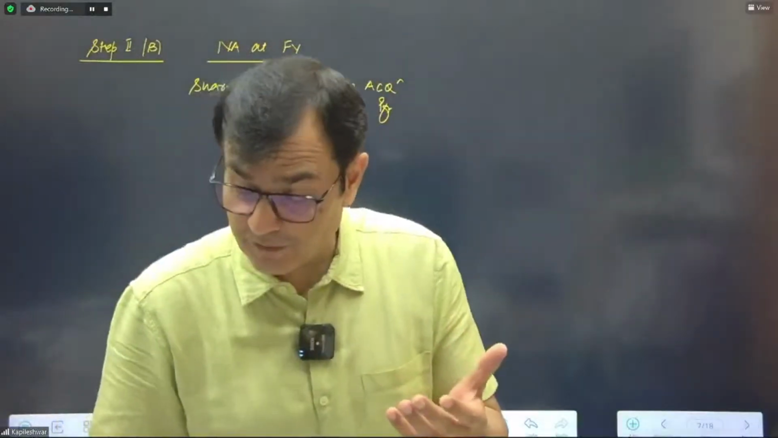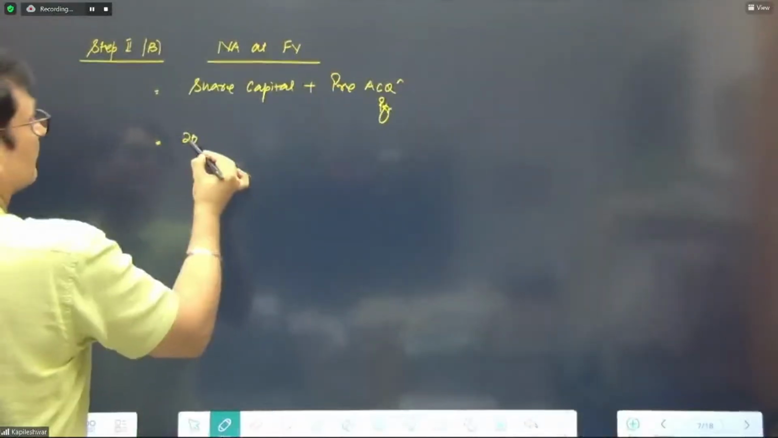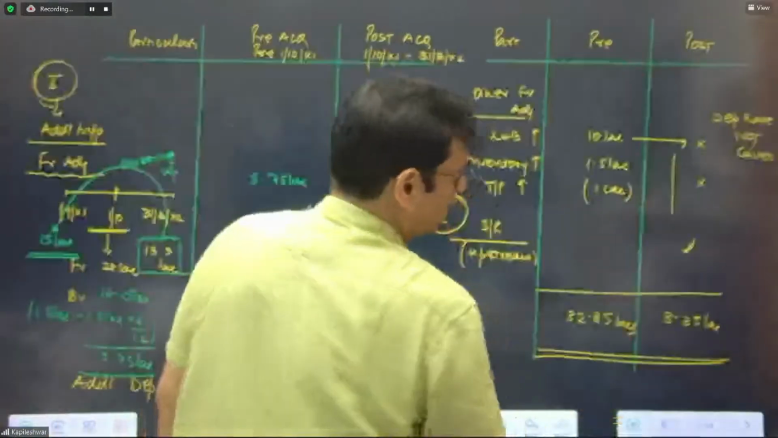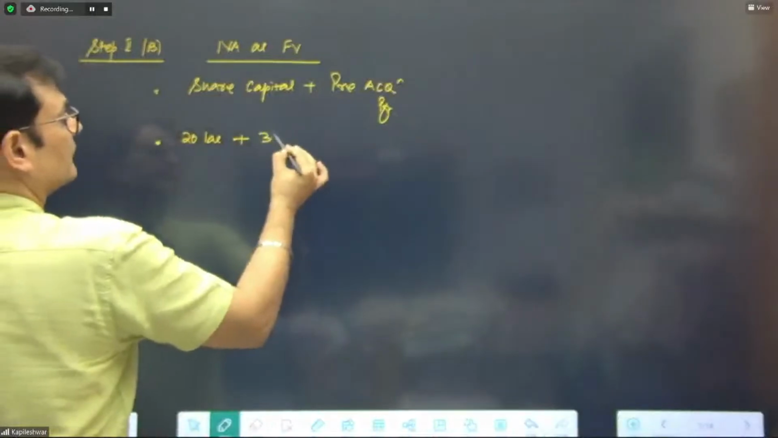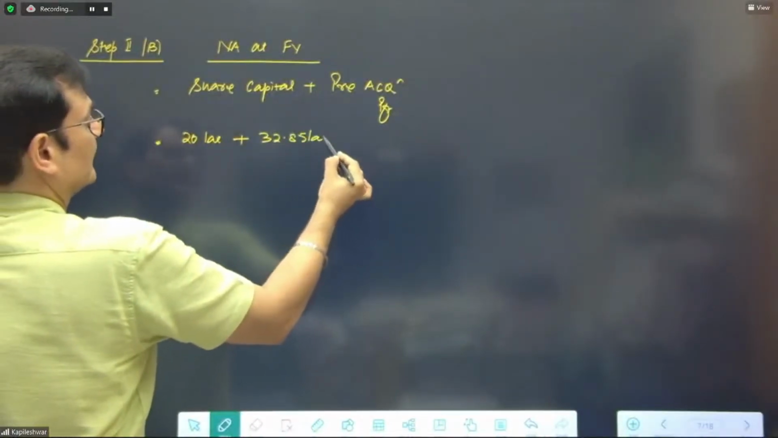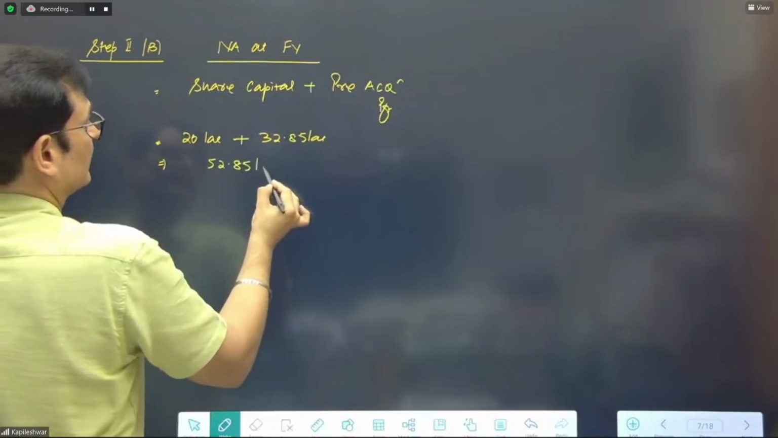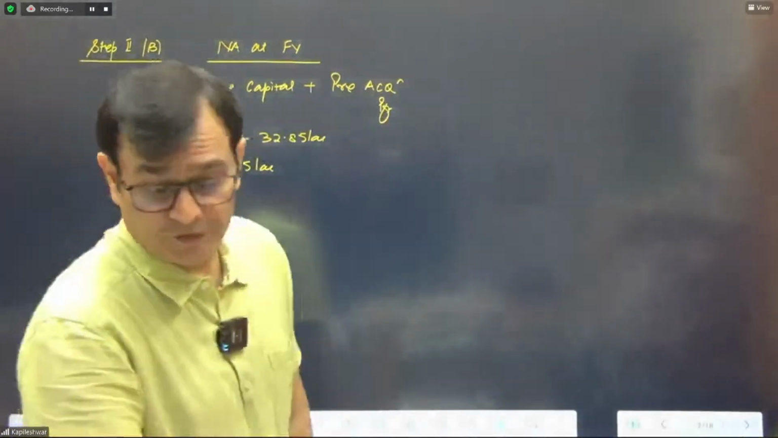So look at the balance sheet of the subsidiary. The share capital is 20 lakhs. And the pre-acquisition profits we've just computed, that was 32.85 lakhs. So with this, we'll be able to get the net assets, that is 52.85 lakhs is the net assets on the date of acquisition. Okay, so far so good.